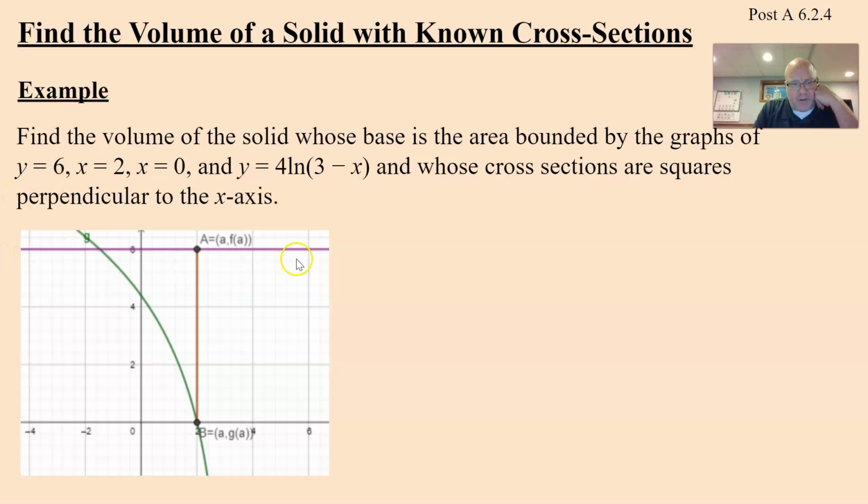y equals 6, there's your purple line. x equals 2, that's this brown vertical line. x equals 0 is the y-axis. And y equals 4 times the natural log of 3 minus x is this green function right here. Now it says the cross sections are squares perpendicular to the x-axis, which probably doesn't make much sense to you. So we have to look at this in a three-dimensional model.